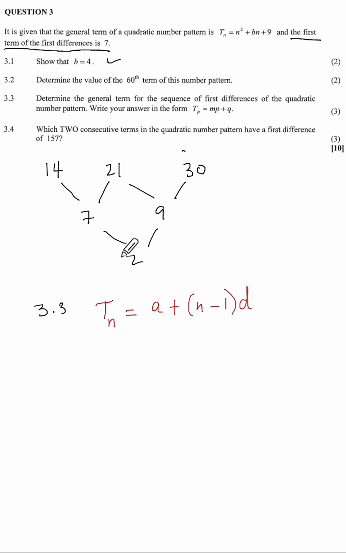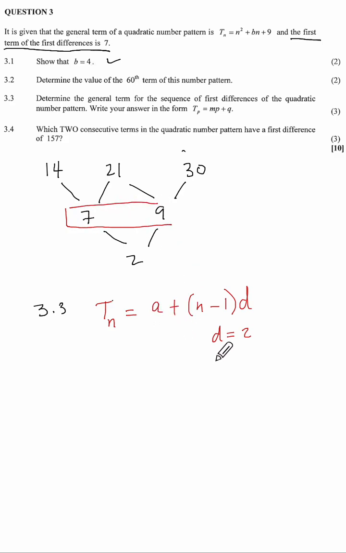Now we already know what d is in this case. We know that this 2 is the d. That's the common difference between the terms of our arithmetic sequence, which is the sequence of the first differences. So we know that d is equal to 2. What about a? We know that a is the first term of our arithmetic sequence. Let's never forget that for this question, 3.3, we are focusing on the sequence of the first differences, which is an arithmetic sequence, and this is the formula for the general term of an arithmetic sequence. The common difference is 2 because that's the difference between T2 and T1 of our arithmetic sequence.